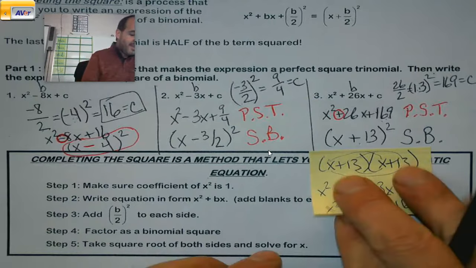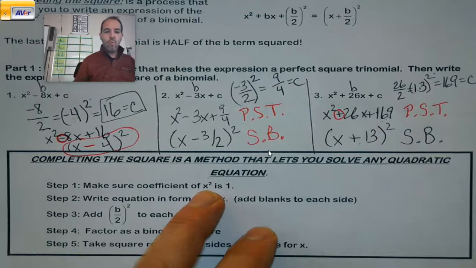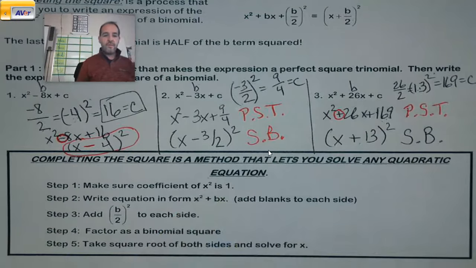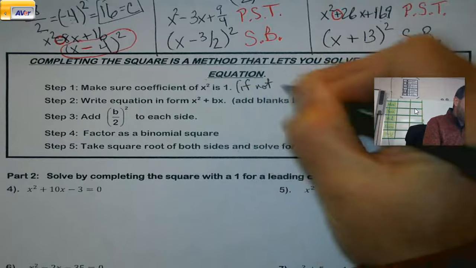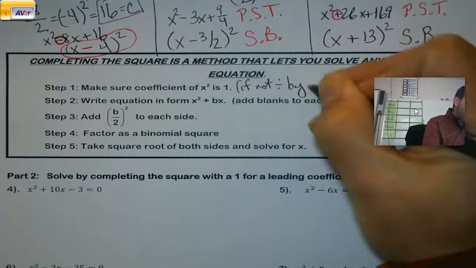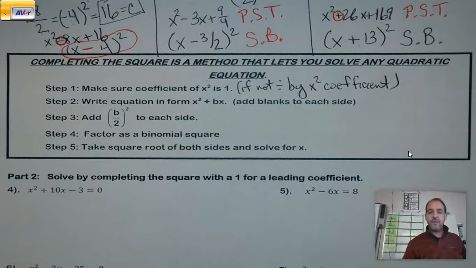So what does that have to do with completing the square, solving a quadratic? Well, down here we've got some steps, and you're always going to have access to these steps. It's not like you have to fully memorize them, but the quicker you know them, the easier it's going to be. Make sure the number in front of x squared is 1. If not, you're going to divide by the x squared coefficient.